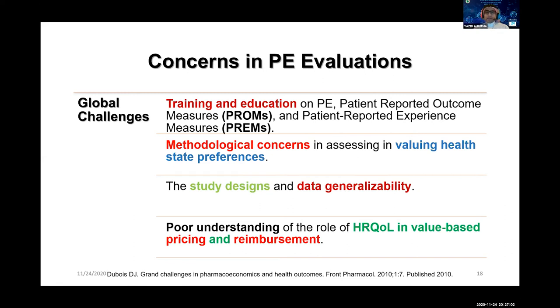Methodological concerns in assessing value of health state preferences. Unfortunately, we don't have any validated tool to assess the state preferences for patients in Saudi Arabia, although we have translated tools like EuroQol EQ-5D, WHO Quality of Life Brief, and the Short Form Health Survey 36 or the 12. But these tools have not been validated to estimate the utility of different health interventions. Study designs and generalizability.